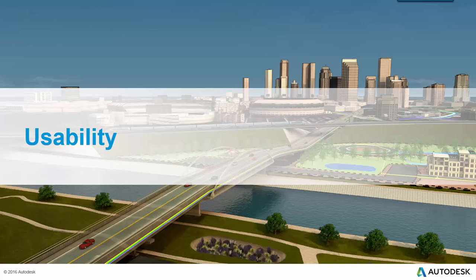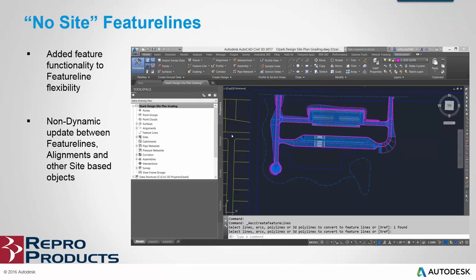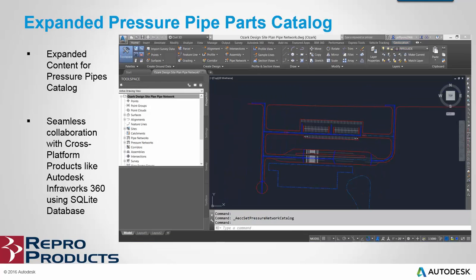There are a couple of new features in the usability category that are worth talking about. The no site option for feature lines and new pressure pipe content. No site for feature lines allows you to create a feature line in no site. Before, they always had to be in a site, so now we can skip that step. This also allows you to put multiple feature lines in the same no site, and they will not interact with each other. So if you update one of them, it does not update the other. Can be very useful. And the expanded pressure pipe parts catalog. We have new content such as PVC finally, and new fittings for valves and even fire hydrants nowadays.